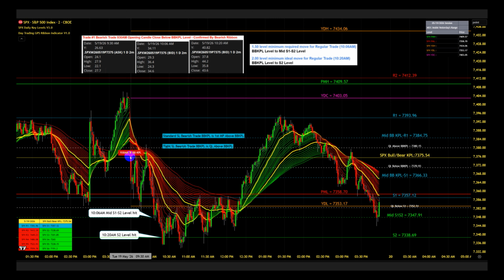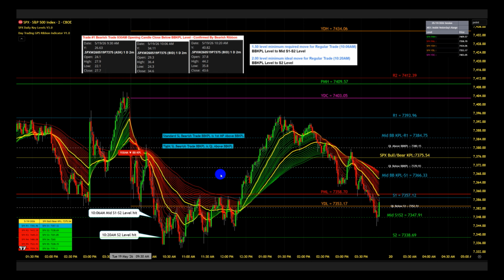As you can see here on this trade, it went all the way down to S1 before retracing back up after hitting the YDL level, and it retraced back up, and it did actually hit the tight stop loss. So if you were using the tight stop loss on this trade, then you would have gotten stopped out. However, you did have an opportunity to exit the trade here, either at the PML level or the S1 level.